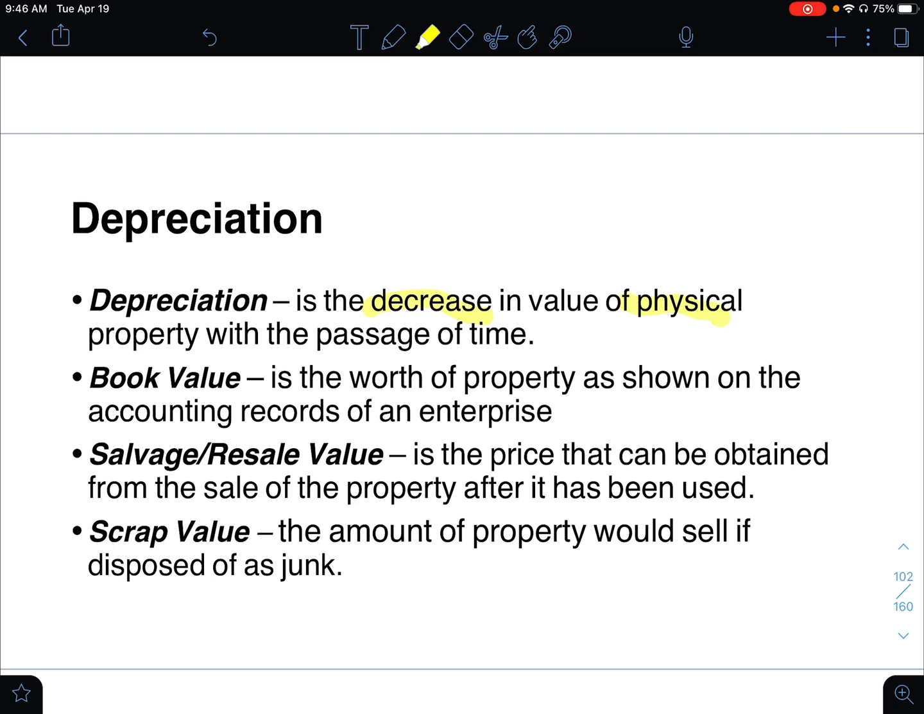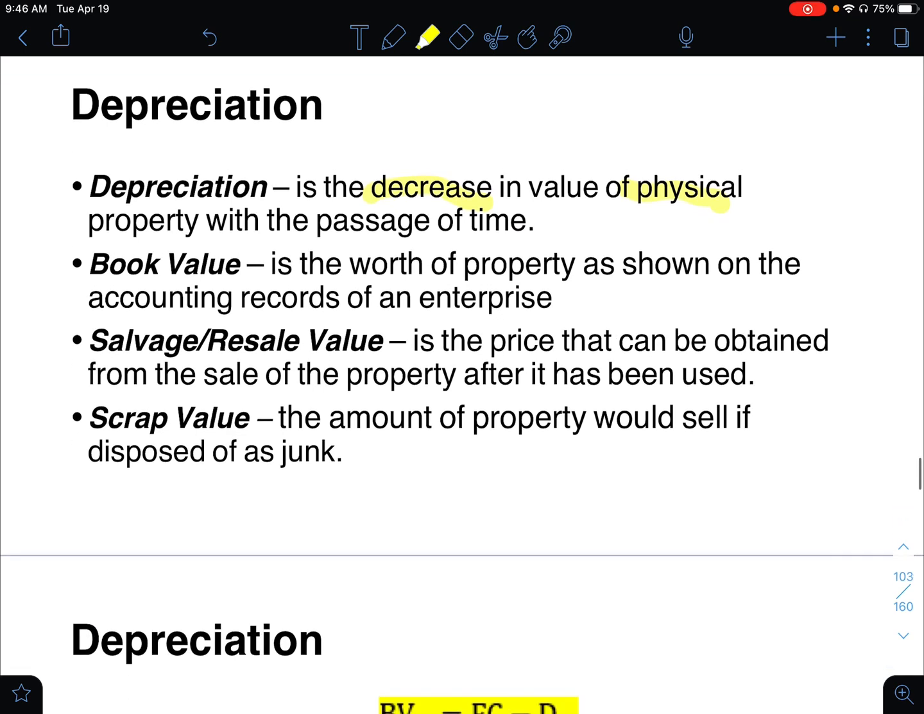We also have what we call scrap value, which is the amount the property would sell for if disposed of as junk. Things that can no longer be used, like cellphones that are totally useless. So it's junk. You can sell it for like 1,000 or 2,000, broken phones or something. That is the scrap value.